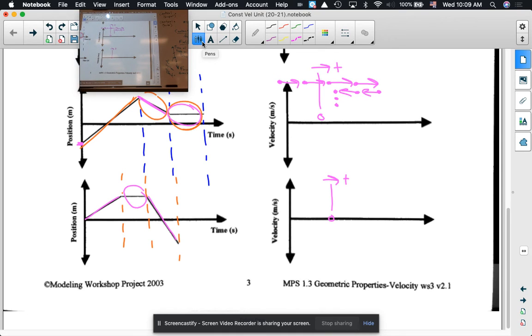All right, so this one, where does the object start? At the zero position, on the zero line. And what's it doing at first? I would call that a positive constant velocity. Yeah, positive constant velocity. There we go.